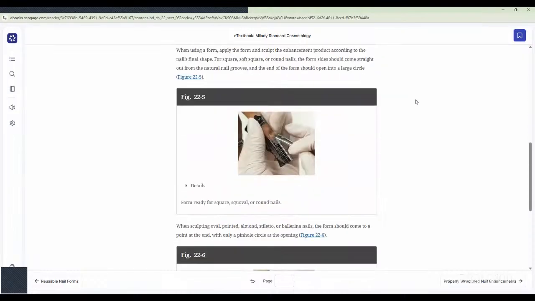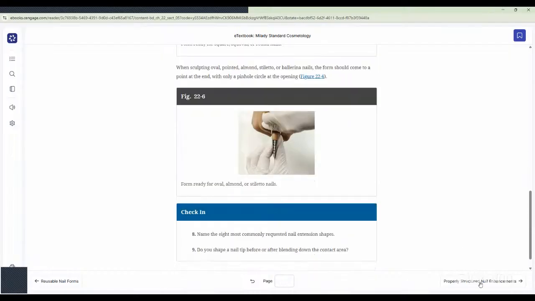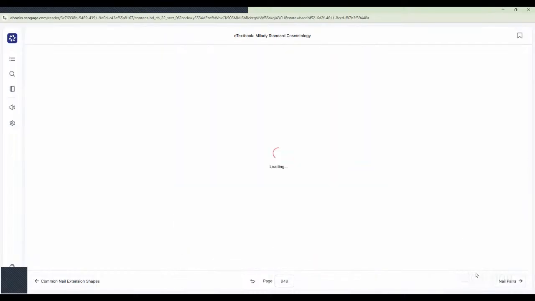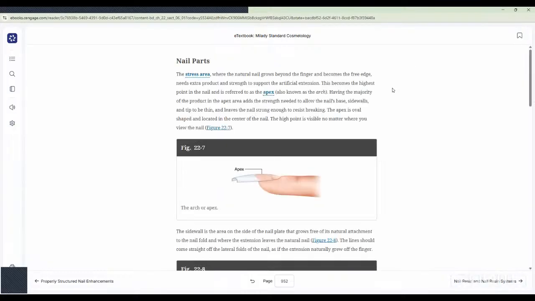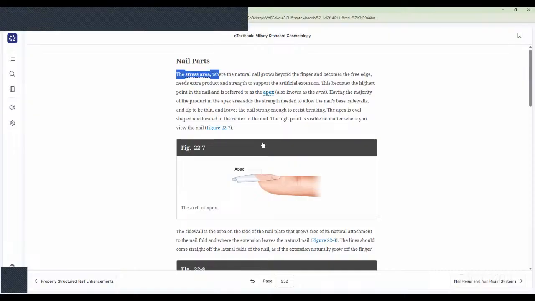And so I bookmarked this area, and they're giving you a demo of nail forming. Properly structured nail enhancements. We're going to go here and highlight here on pink and come back. It talks about the areas of the nail and making the enhancement. Now let's look at the parts. You have the apex, and the apex is like the highest part. You have heard of the apex in hair cutting and hairstyling, the highest part of the head. You also have it as the highest part of the nail itself.